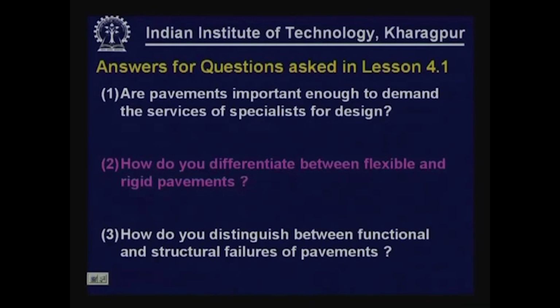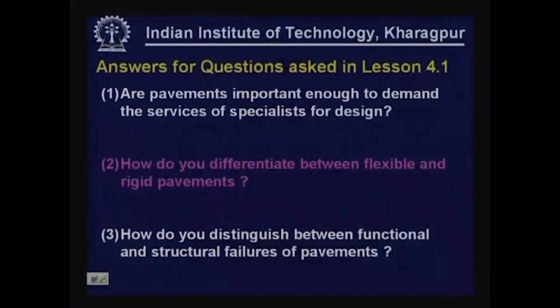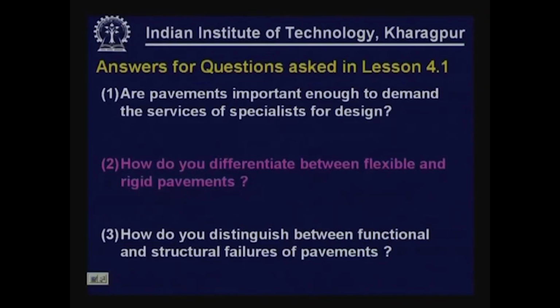How do you distinguish between functional and structural failures of pavement? Functional failure or functional performance is from the point of view of the road user. Road user wants a comfortable, safe riding surface. So this is directly correlated to the surface characteristics of the road, whereas structural failure is caused by the loads, which would be in terms of fatigue cracking, and permanent deformation, rutting. So this is how these two performance criteria or failures are different.